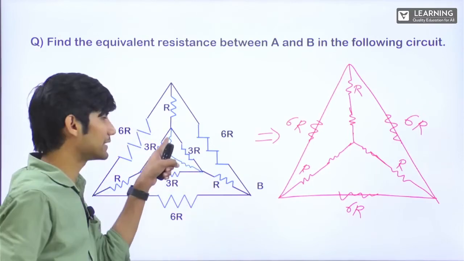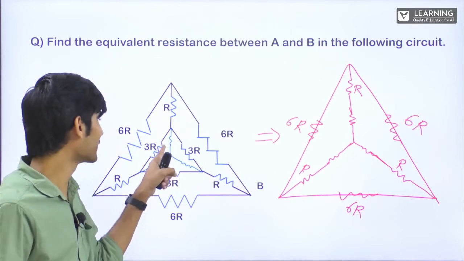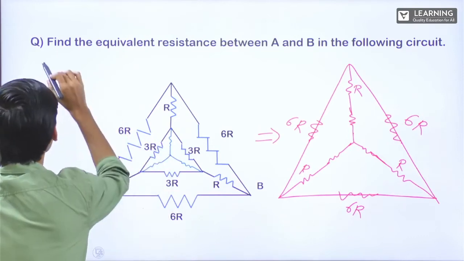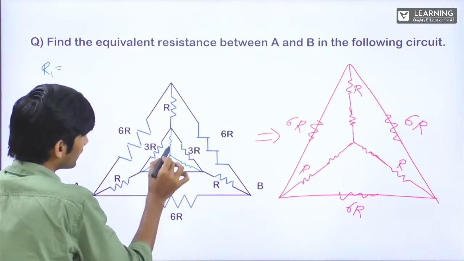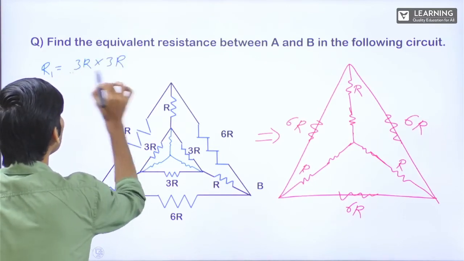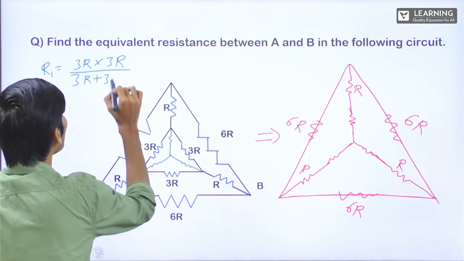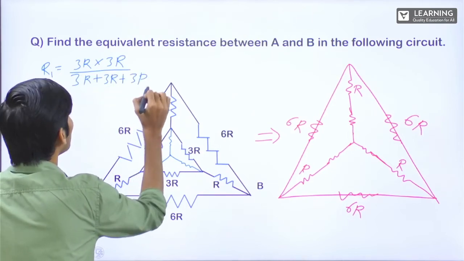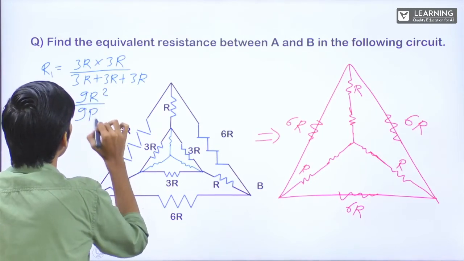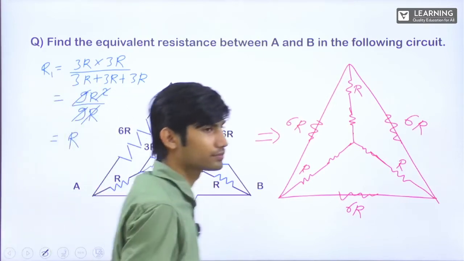What will be the value of this resistance? Product of the neighboring divided by sum of all the three, right? Product of the neighboring means 3R into 3R. Let's say this is R1. That will be 3R into 3R divided by the sum of all the three, 3R plus 3R plus 3R. That is equal to 9R square by 9R. That is 1R, or R.